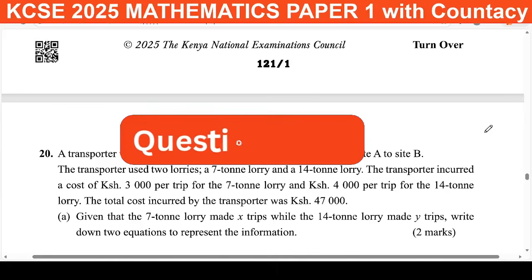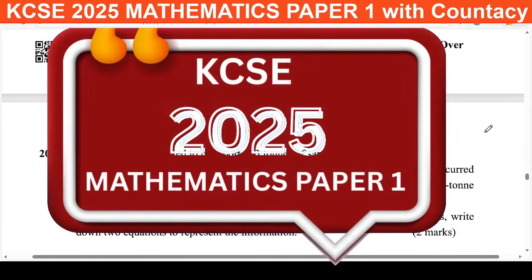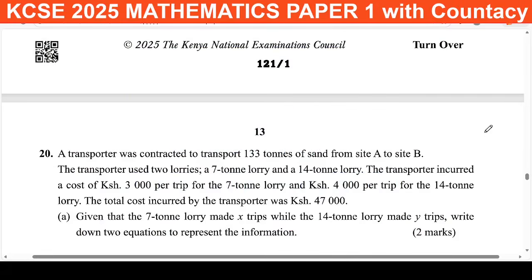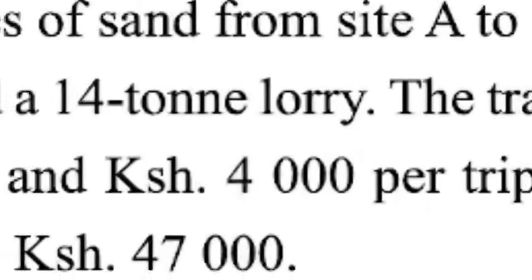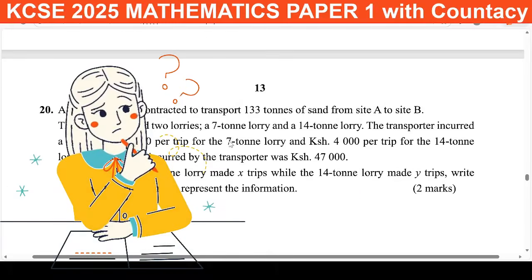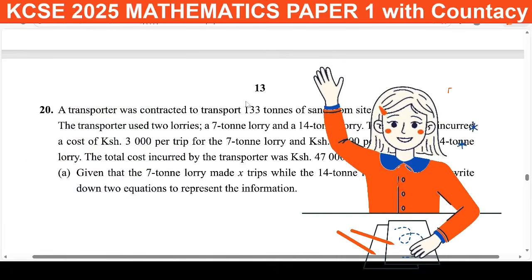This is question 20 of the KCSE 2025 Mathematics Paper 1. Sincerely speaking, this question looks like a novel, and to make it worse, it contains very heavy numbers that would make someone scared. But I want you to just relax, because we are going to do some justice to this question.